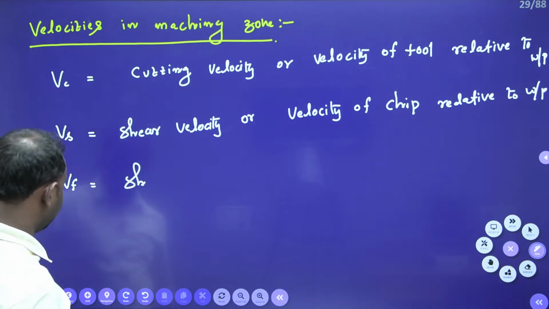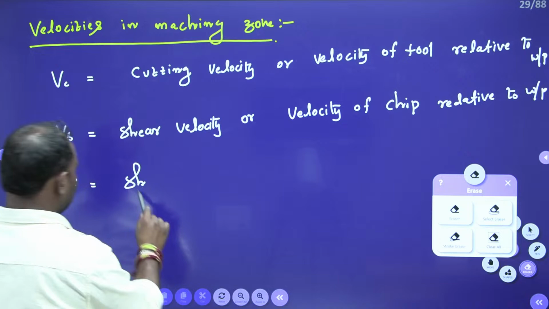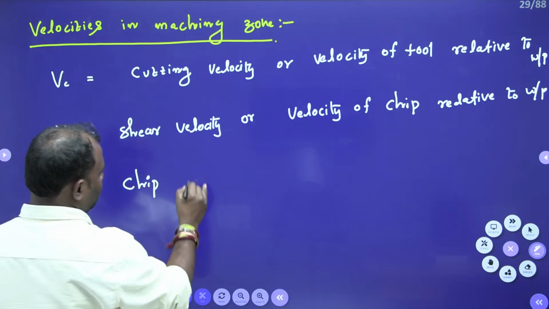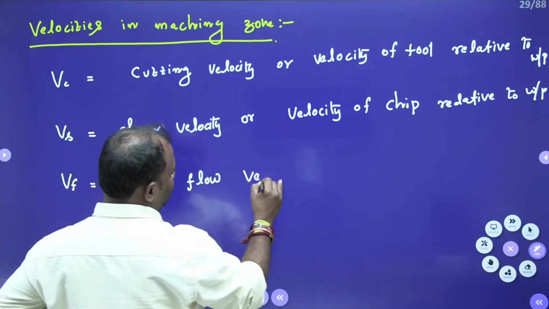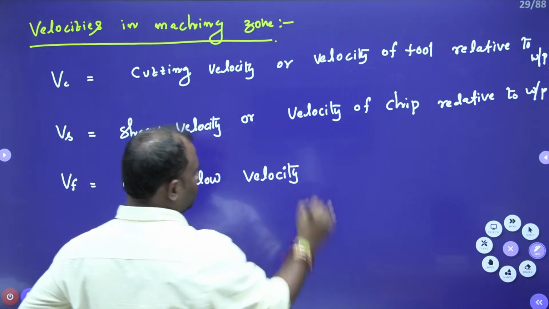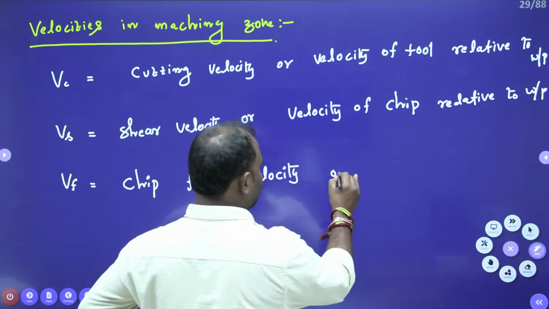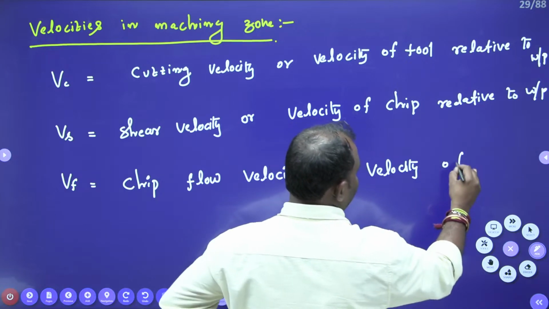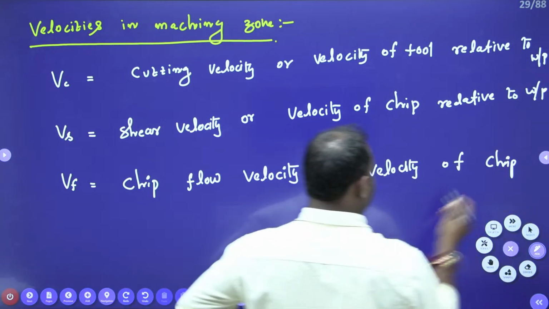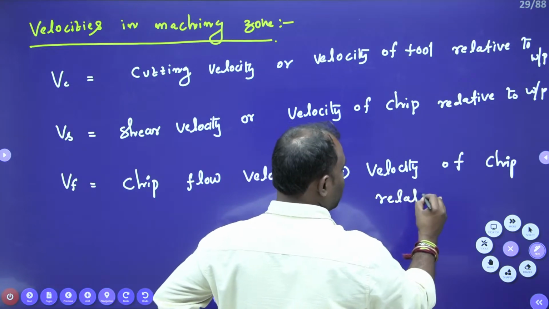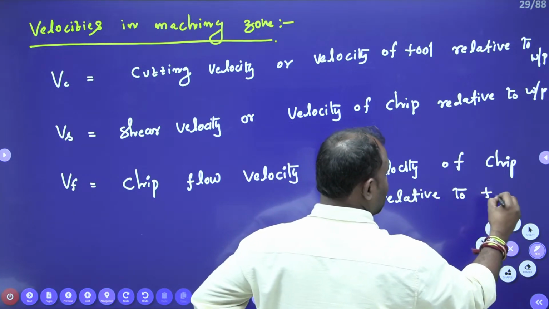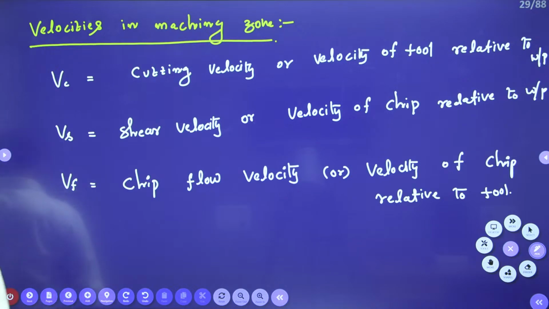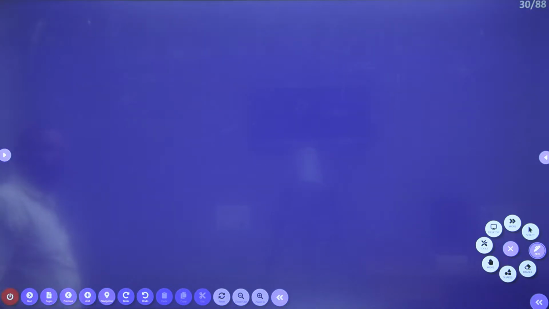Next we have the chip flow velocity, Vf, or the velocity of the chip relative to the tool. Now let us go for a simple diagram.